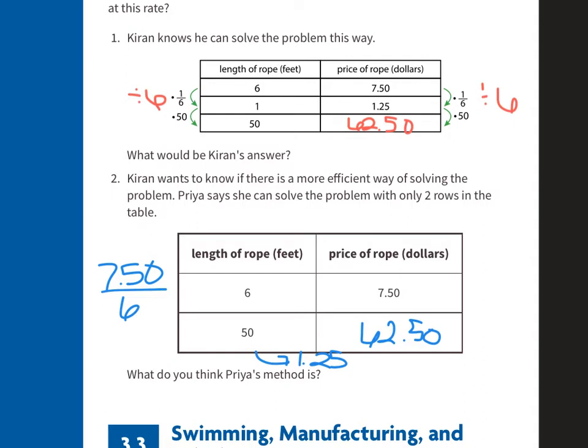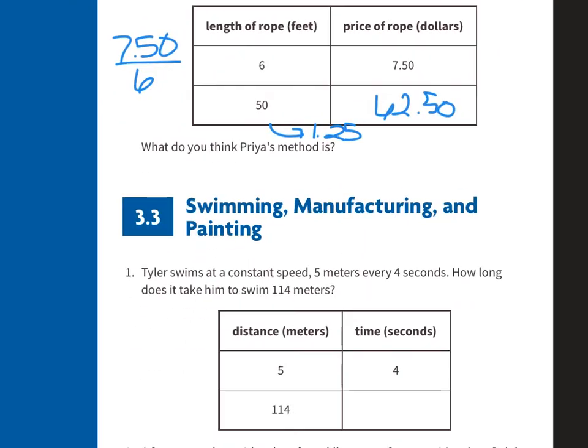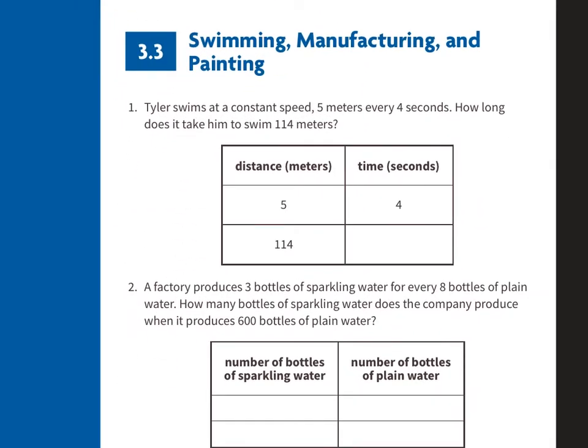All right, so moving on. 3.3. Tyler swims at a constant speed, 5 meters for every 4 seconds. How long does it take him to swim 114 meters? So once again, find the unit rate, or constant of proportionality. We're going to go 4 divided by 5.